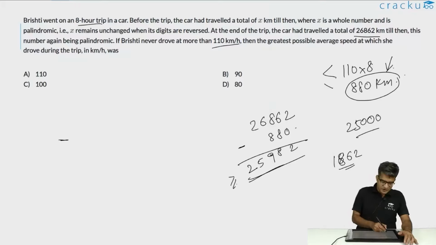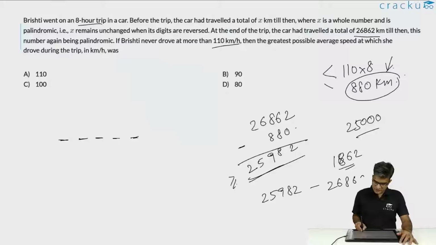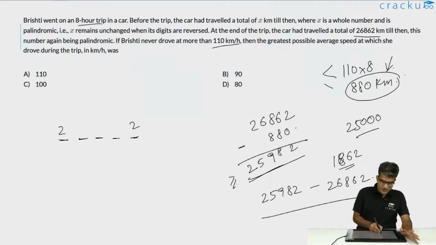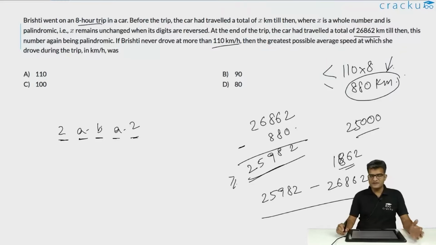We know that it is palindromic, and this number has to lie between 25982 and 26862. This would imply, first of all, that the first number and the last number have to be 2 and 2 because it is the same. If you assume this number is A, this number also will be A and the middle number is B. What are the values that A can take? A is either 5 or 6.